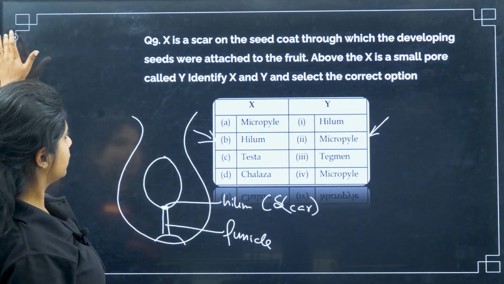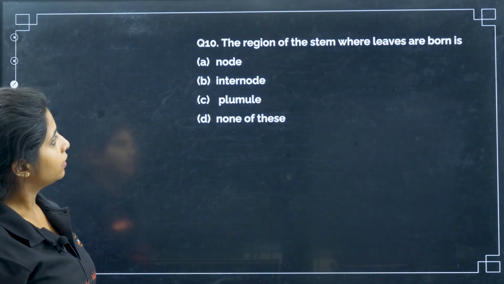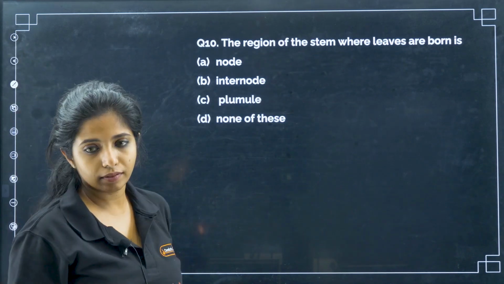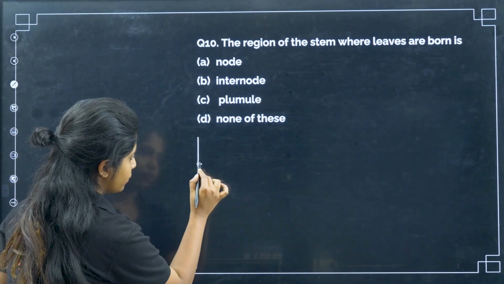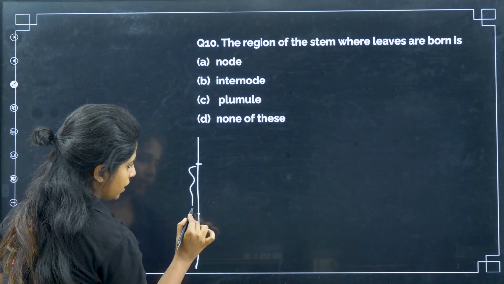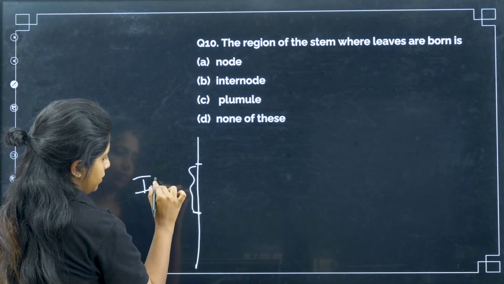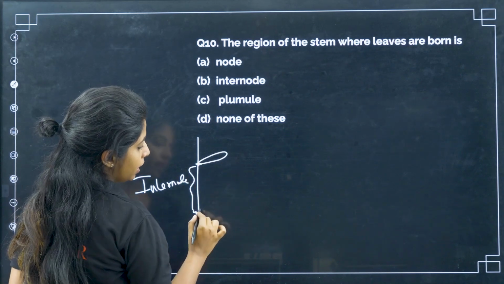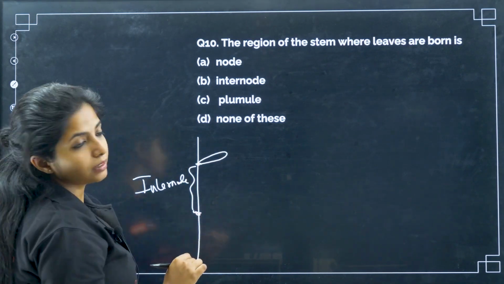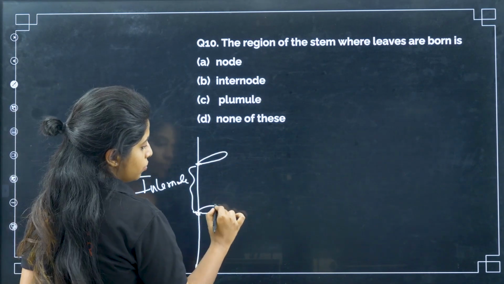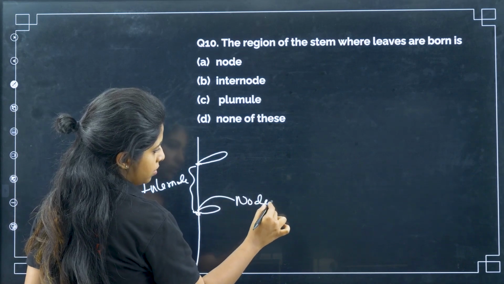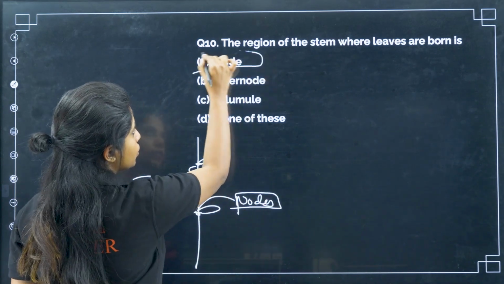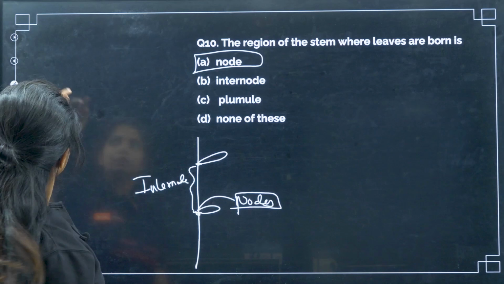Works? Okay. Next thing, the region of stem where leaves are born. If you talk about the stem, you have certain nodes, and in between that you have what? You have internode. So these nodes, my dear children, are areas where you get what? You get the leaves and everything. So these are what? Nodes. So your answer becomes node.